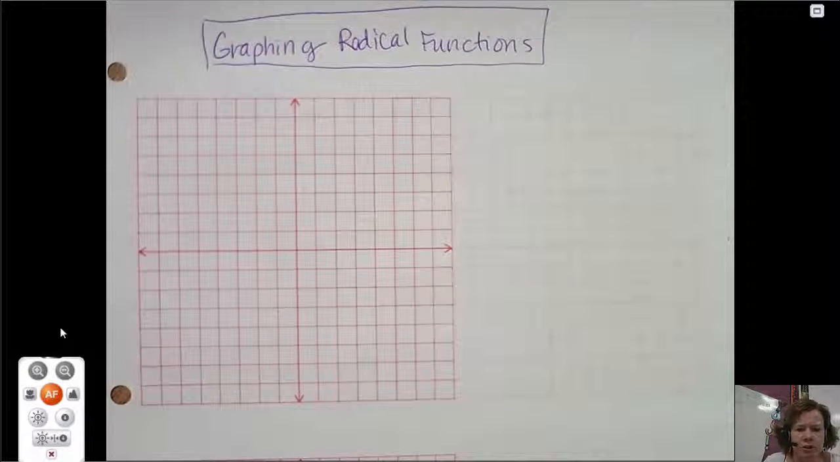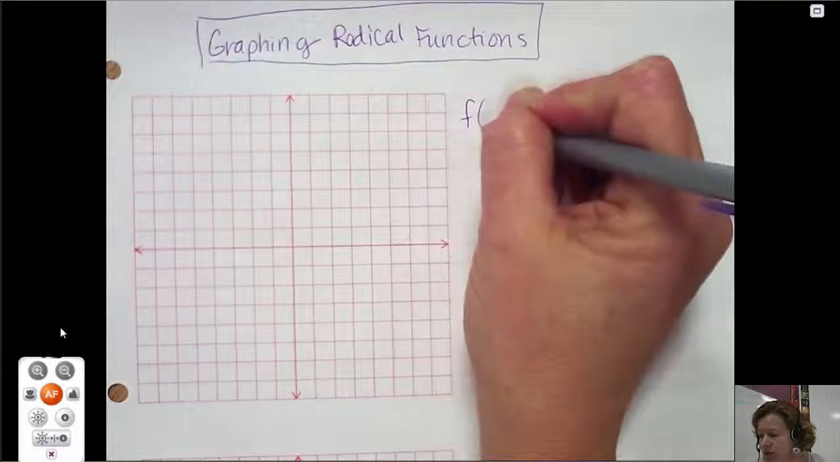Today we'll talk about graphing radical functions. Much of this is review of Unit 1 and with a few new twists. So here we go. Quick review. When we have f of x equals the square root of x, that's our parent graph, square root of x.